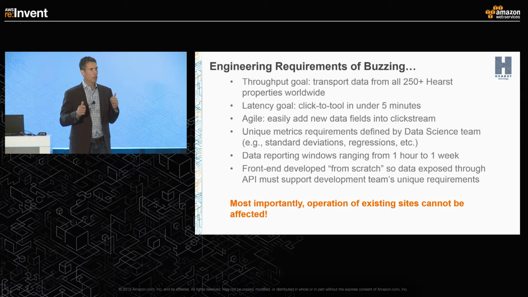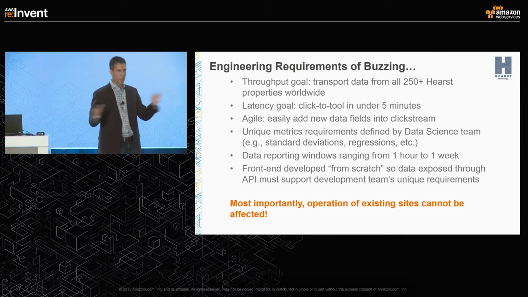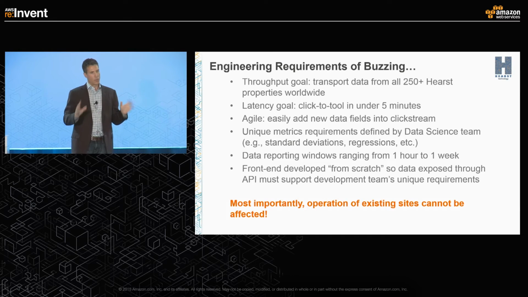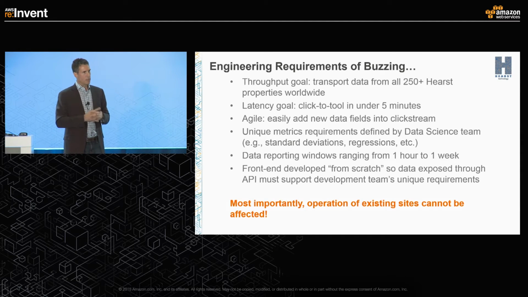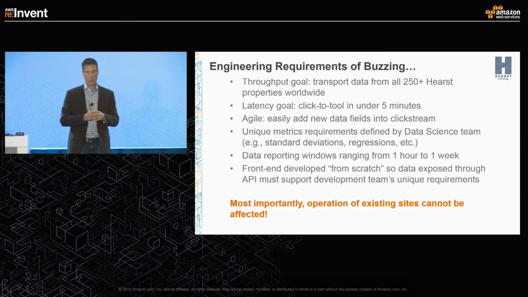The number one and two goals of this pipeline: it has to have a throughput goal. I always think of throughput and latency as how much money you can make and how fast you can get that first dollar. So the throughput goal is that we have to be able to get all 350 websites to funnel their data through this pipeline. That's very important because otherwise you're not leveraging your whole capabilities.